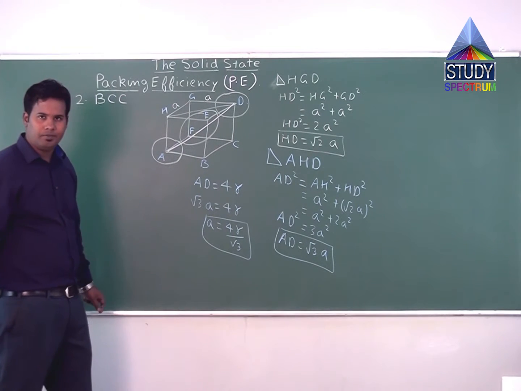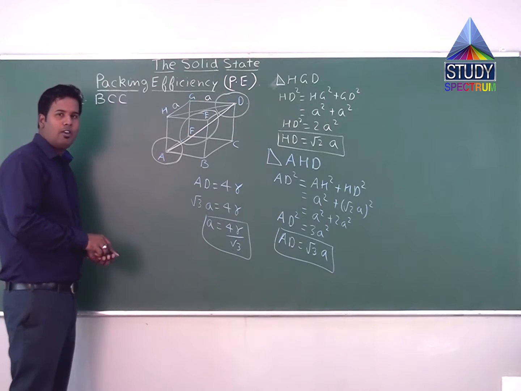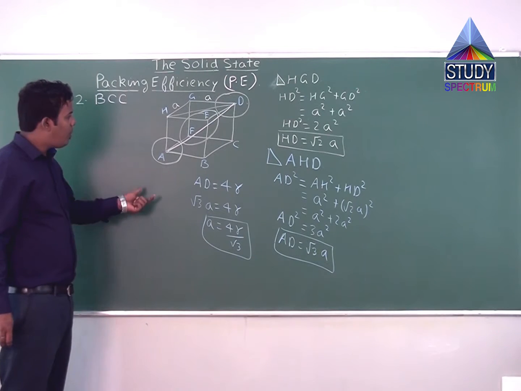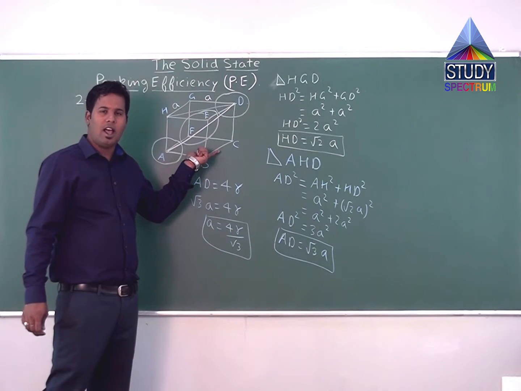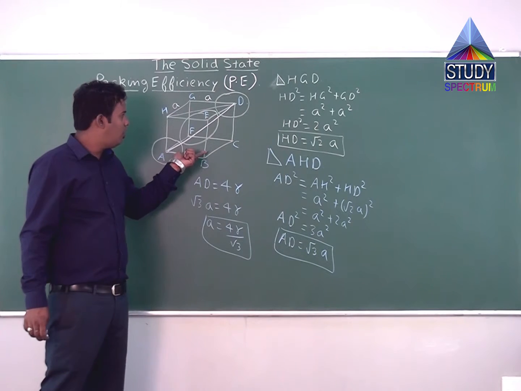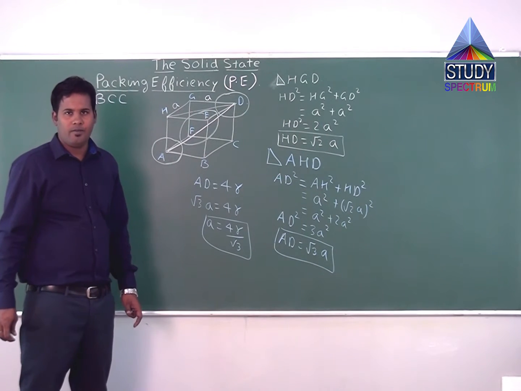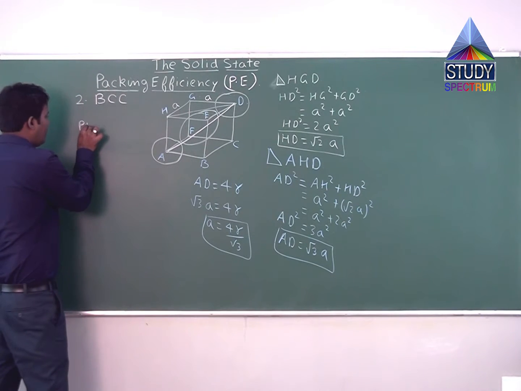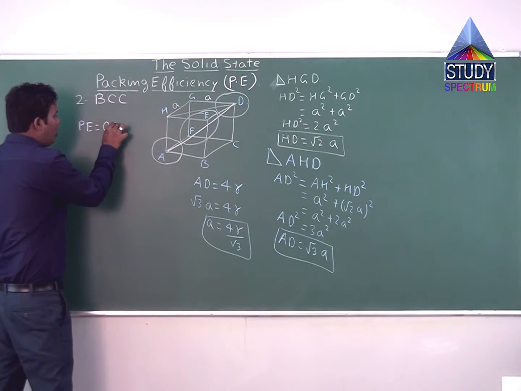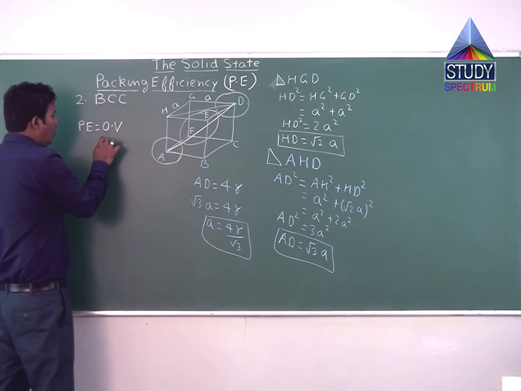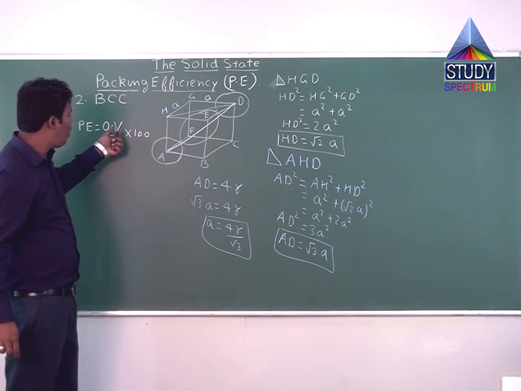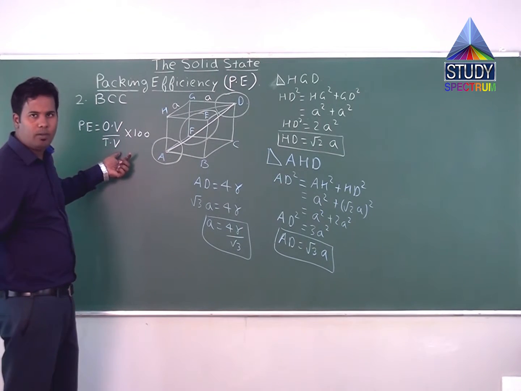So this time also we have generated a relation between the edge length small a and the radius small r of these identical spheres. Now like I said earlier, we have represented packing efficiency in short as P.E., occupied volume of spheres in the unit cell as O.V., and total volume of the unit cell as T.V. So packing efficiency is nothing but occupied volume, O.V., upon total volume, T.V., into 100.